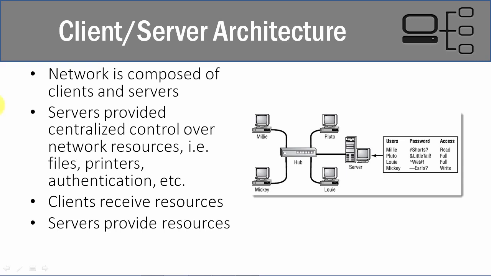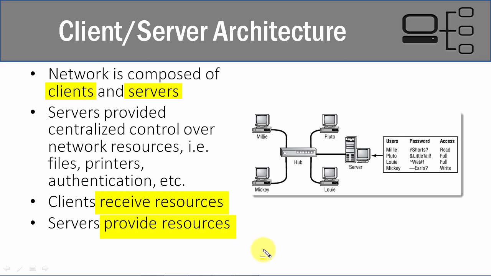Well, in a client-server architecture, we only have clients and we only have servers. We don't have a combination of both. And so how does that differ? Well, clients receive resources on a client-server architecture and servers provide resources. So we don't have a peer that does both. We don't have a peer that receives resources and provides resources. In this architecture, we have dedicated servers that provide resources and we have dedicated clients that we use as employees in an organization to access those resources on the servers.